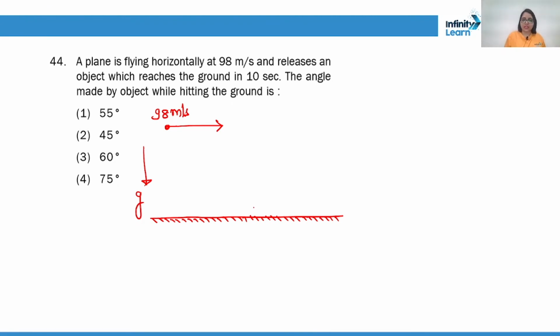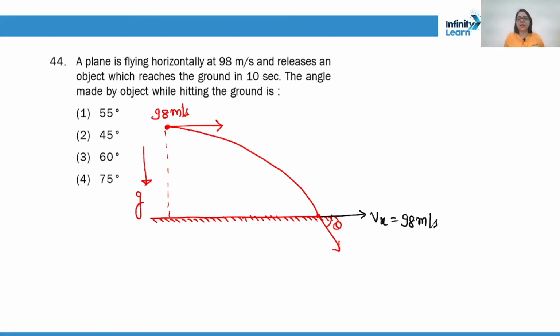So there's no acceleration along the x-axis. So motion of the particle along the x-axis will be uniform, and motion of the particle along the vertically downward direction will be accelerated motion, right? So this particle will perform horizontal projectile motion, something like this, and it will fall here. We need to find the angle at which it will hit the ground. So this is the angle theta that we need to find. Since the motion is uniform along the x-axis, final velocity along the x-axis will be 98 meter per second.